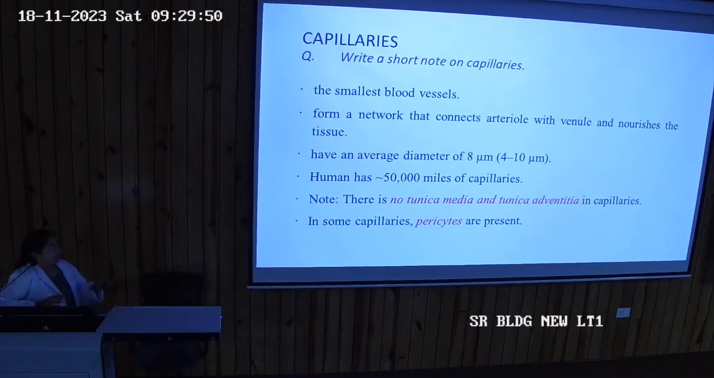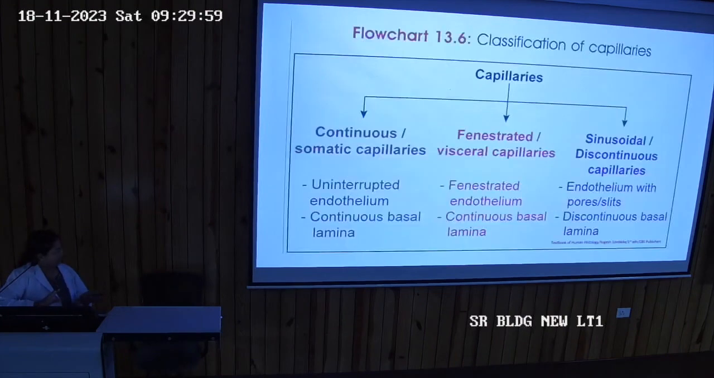Now the peculiarity about these capillaries is that there is no tunica media and no tunica adventitia. So we will be discussing the tunica intima only. Now three types of capillaries are there: continuous capillaries, fenestrated capillaries, and sinusoids. Now what is the difference? As the name suggests, continuous means there will be no break. And what does fenestrated mean? There are pores present. And discontinuous, that is the sinusoids, have more breaks compared to the fenestrated.